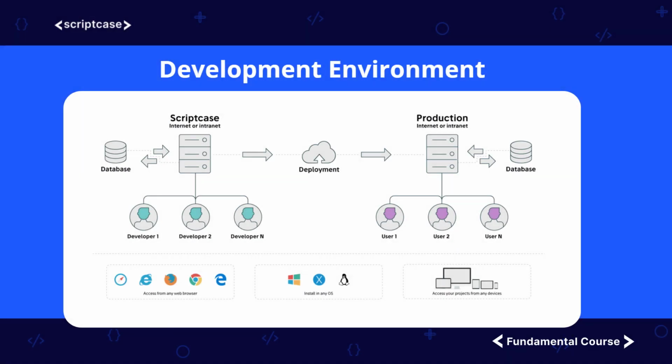Well, in this image we can see the organization of the development environment. From this side you have Scriptcase, then you have the database. You will connect your Scriptcase to a database. It can be local or online. Then you will connect your developers to this development environment. You will build the project in here. When you finish, you will deploy the application to a production environment.